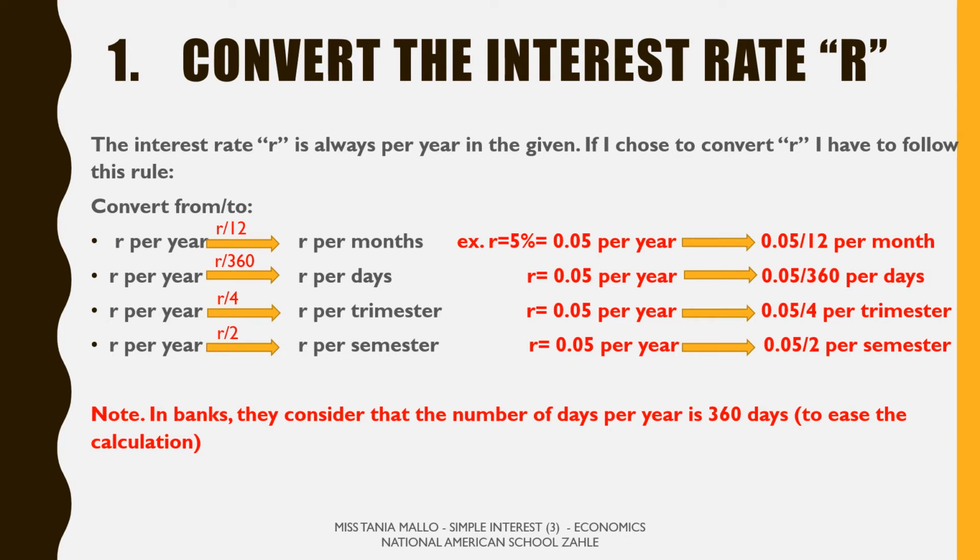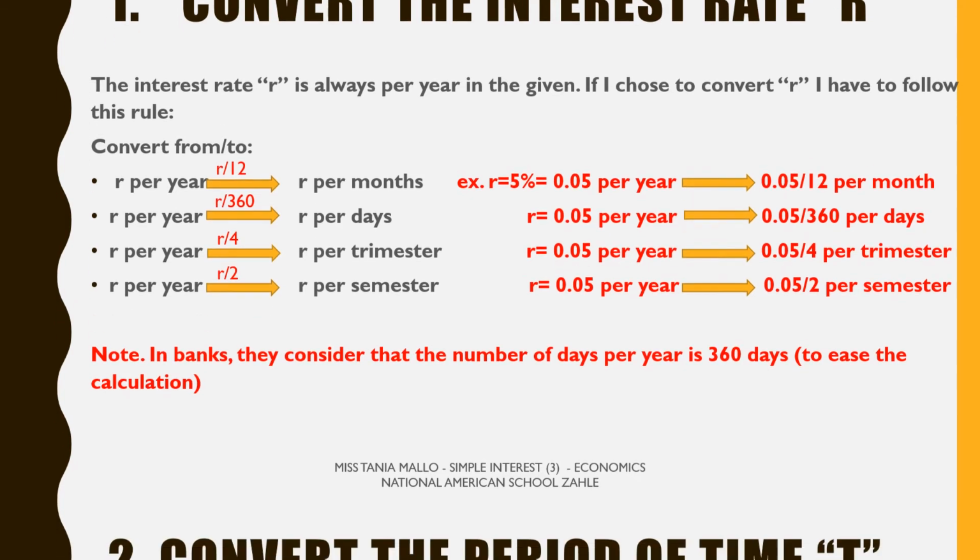In order to convert from year to days, how many days do I have per year? We have 360 days. This is a commercial year. In banks, instead of using 365 or 366, they use 360. This is a commercial year. So in order to convert from years to days, I divide R by 360, and so on.